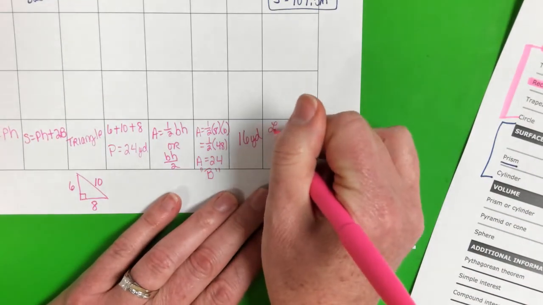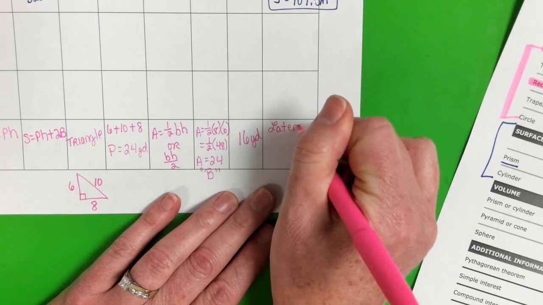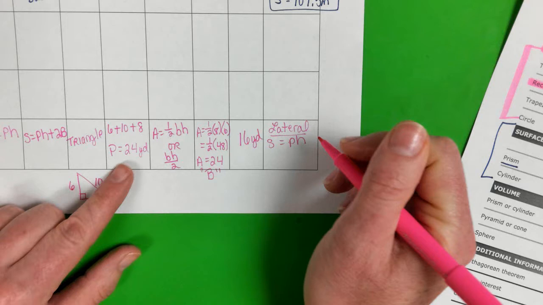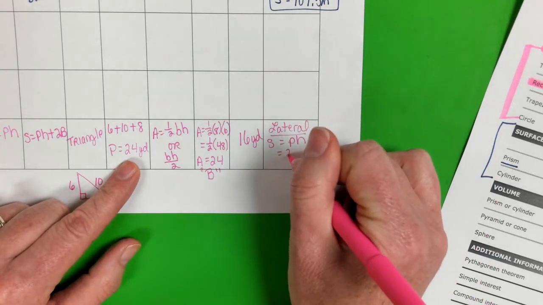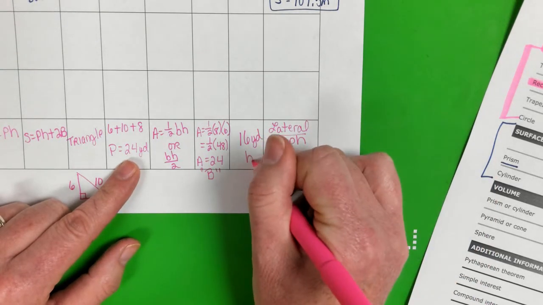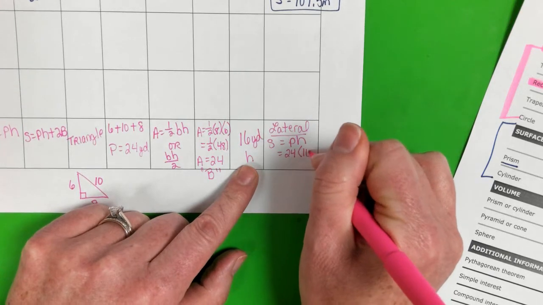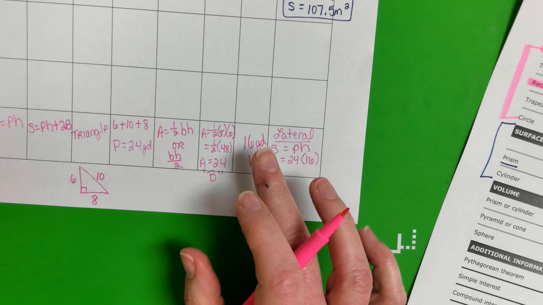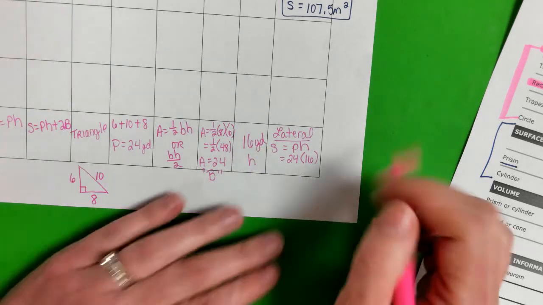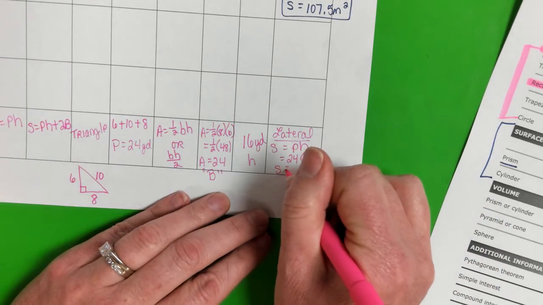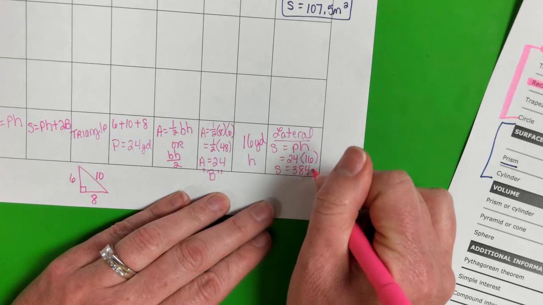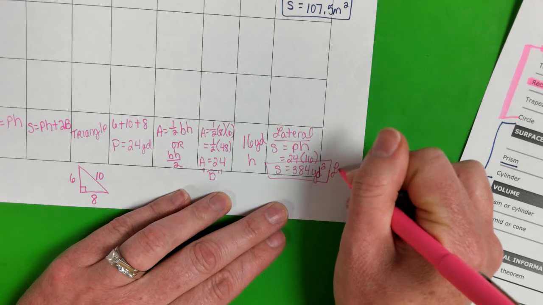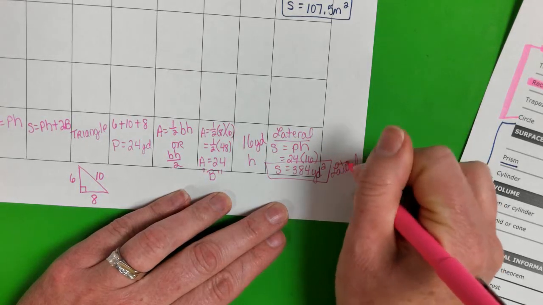So we have lateral surface area, S equals pH. Well, we already found our perimeter to be 24. We know our H is 16, so all I have to do is 24 times 16, which is 384 square yards. That is our lateral surface area.